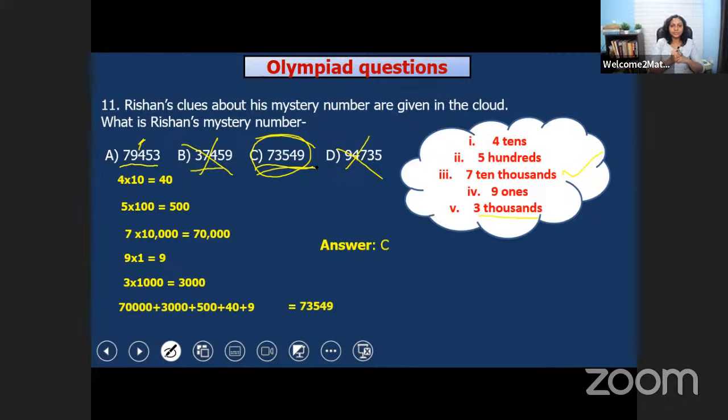So, did you understand the place value? Basically, you will get Olympiad questions in different ways. But just think for yourself and use your logic, and you get your answer so fast. Okay, so now let's solve one more question.